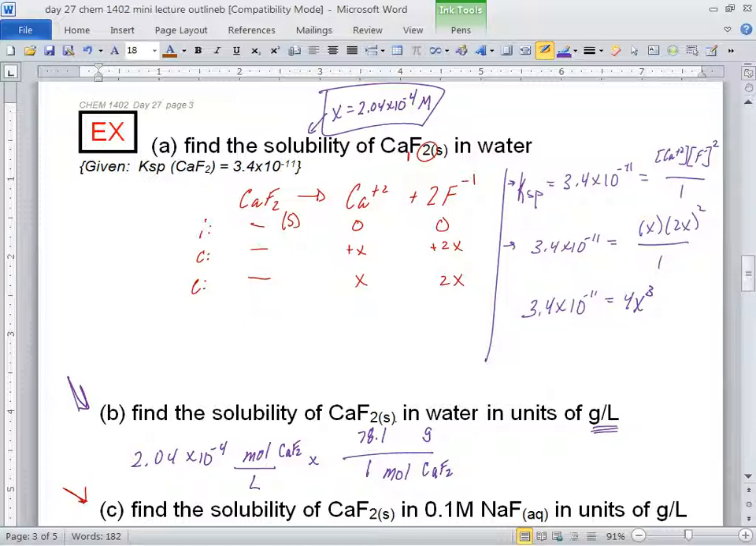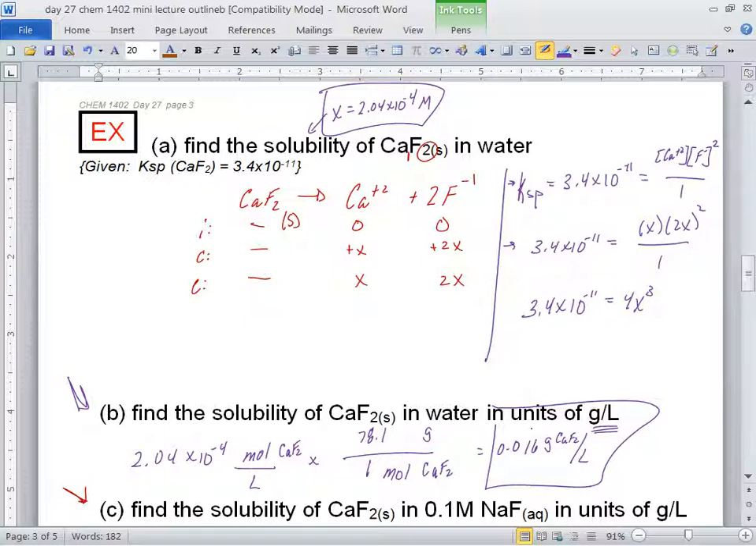You get about 0.016 grams of calcium fluoride per liter. Oh, 0.016, not 0.16. That's what I got. Did you get that? Oh, yeah, I got it. Okay.